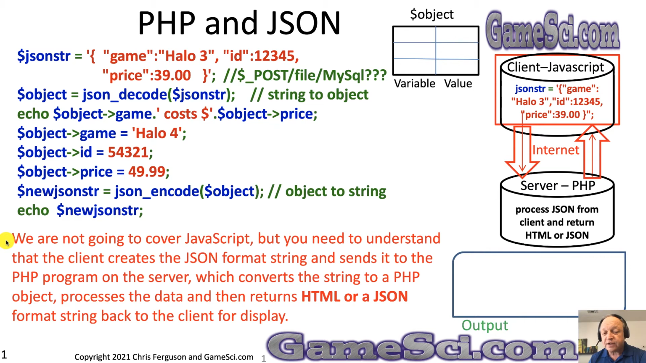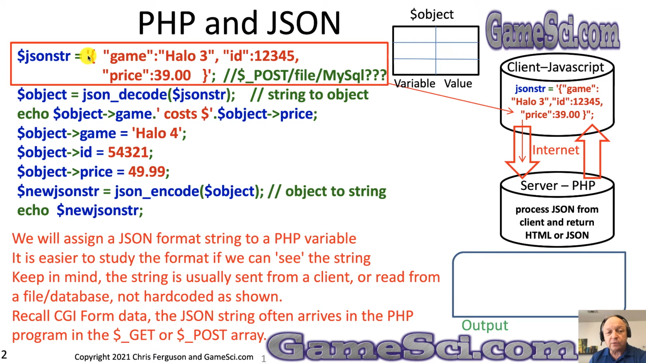We are not going to cover JavaScript, but you need to understand that it's the client that creates the JSON format string and sends it to the PHP program on the server, which converts the string to a PHP object, processes that data, and returns HTML or a JSON format string back to the client for display. So the JSON originates on the client or the browser. It sends a JSON format string to a server, which processes it and then sends back HTML or another JSON string.